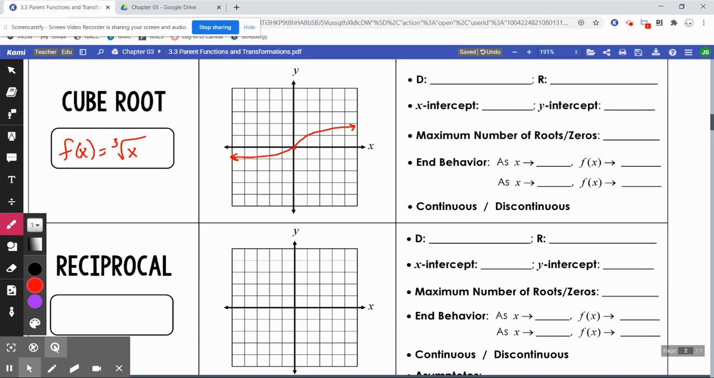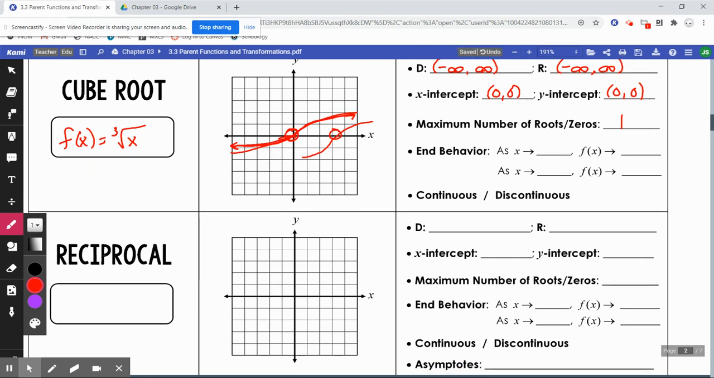Your domain, however, notice that your graph goes forever left and right. So therefore, our domain is going to be from negative to positive infinity. And since we're growing to the right and shrinking to the left, going up forever and going down forever, our range will also be all real numbers. Our x and y intercepts are both going to be located here at (0, 0). And with this nature of what a cube root function looks like, it will always just cross the x-axis at one value.